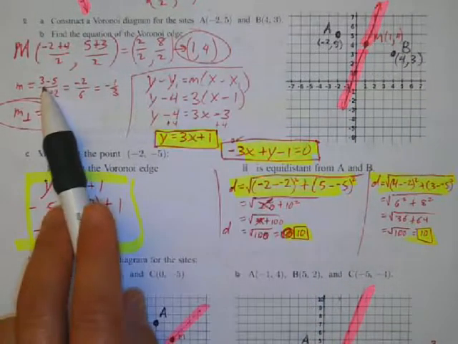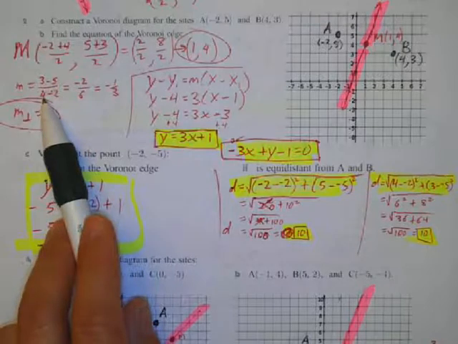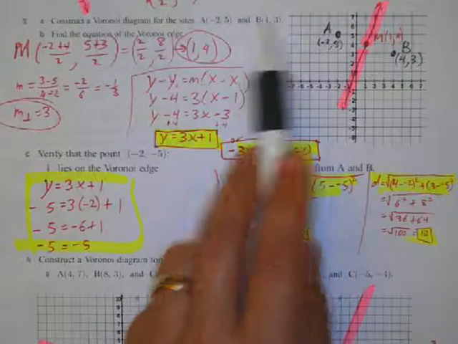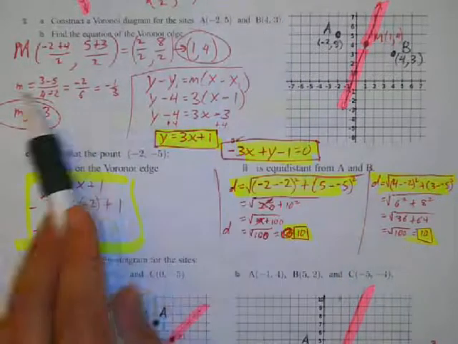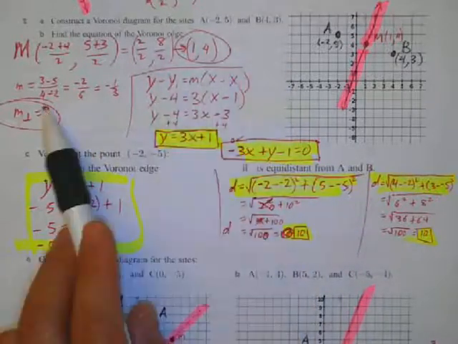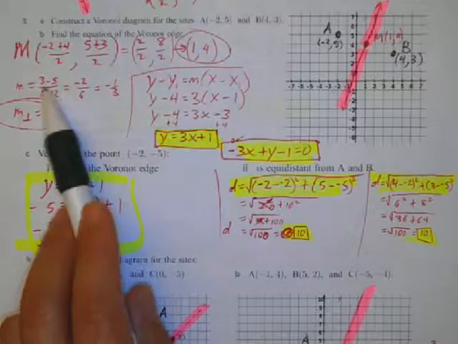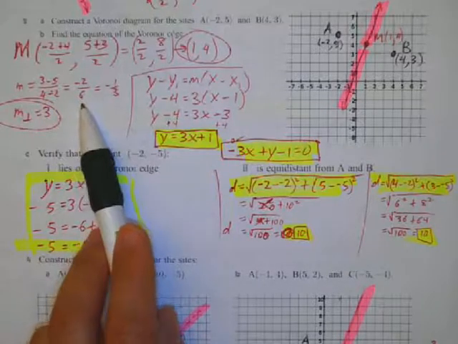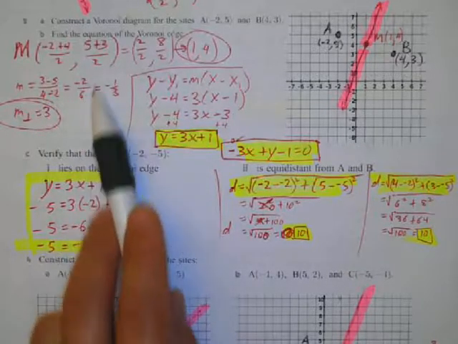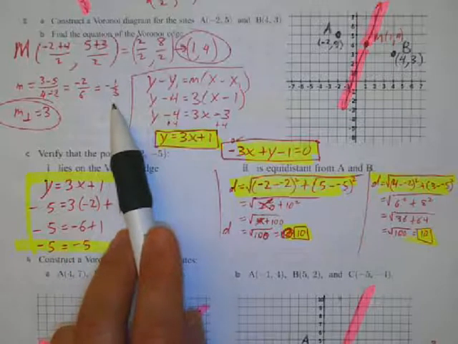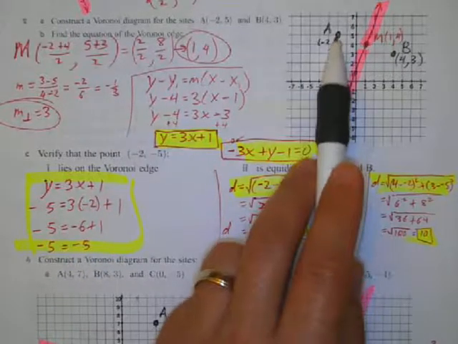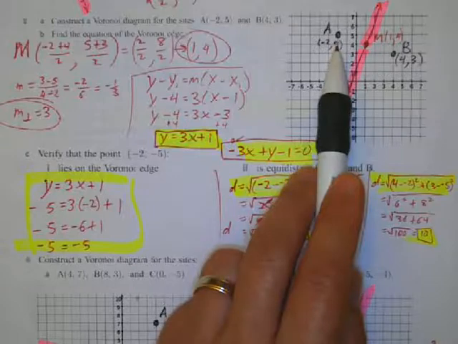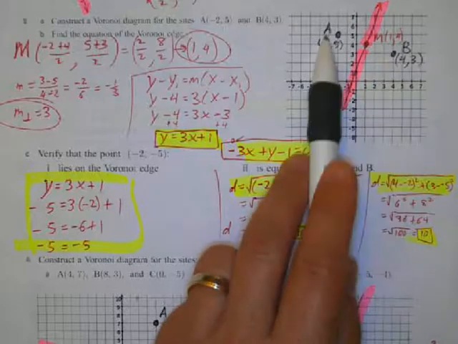y2 minus y1 divided by x2 minus x1. So 3 minus 5 divided by 4 minus -2. So 3 minus 5 is -2. 4 minus -2 is going to give me 6. -2 over 6 is going to give me -1/3. So we could see that my slope is -1/3. I go down 1 over 3, down 1 over 3. I've got a -1/3 slope.